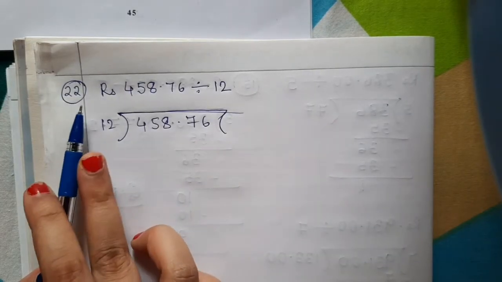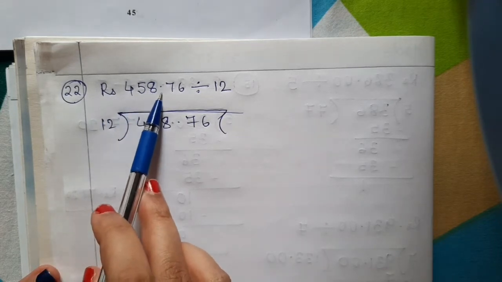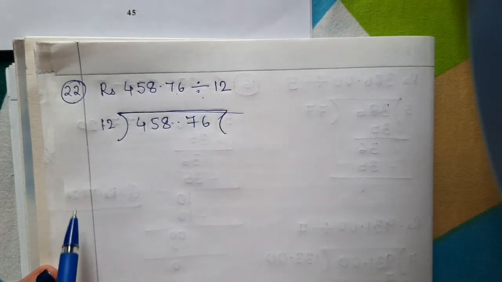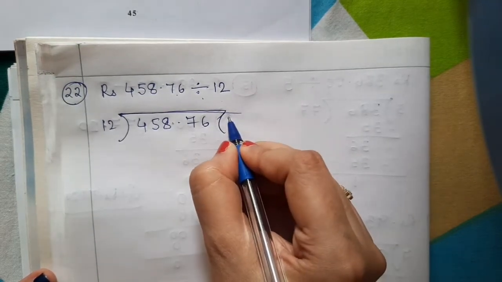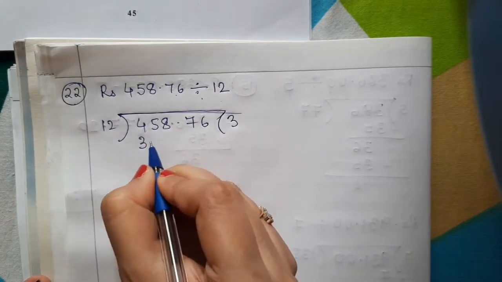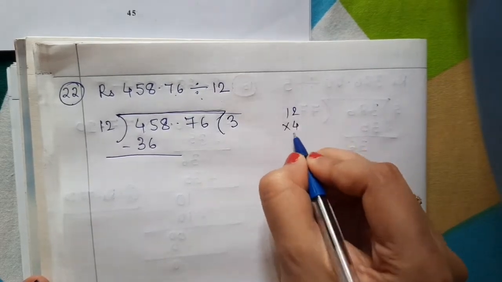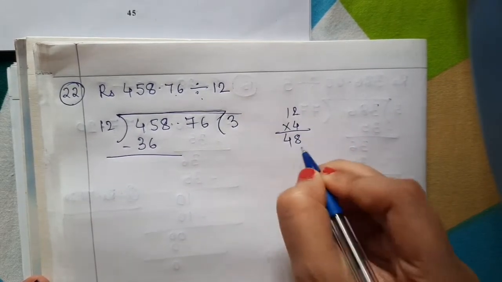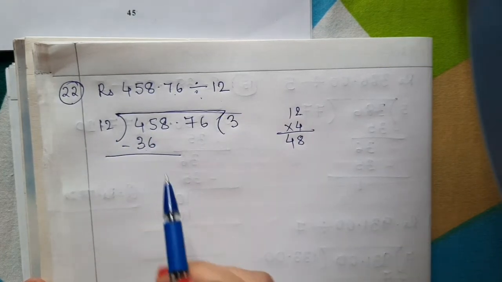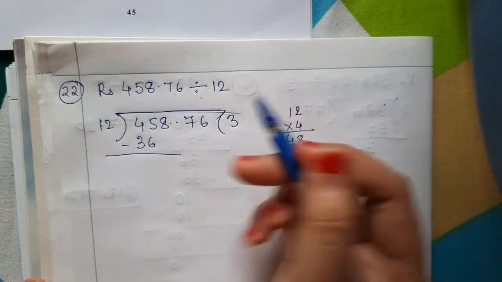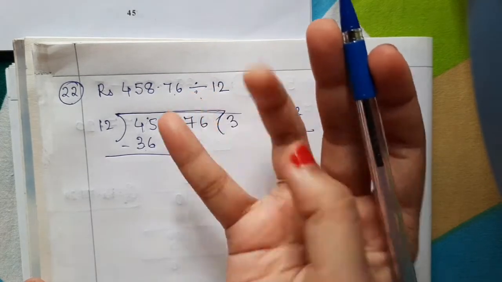So our next question is question number 22. Question number 22 is rupees 458.76 divided by 12. Now let's solve. Now this is 45. So I can write that 12 3s are 36 minus. I can't take 12 4s because 12 4s is how much? 4 2s are 8, 4 1s are 4. 48 is greater than 45. I cannot do this subtraction, so I have to take 12 3s are 36. Now minus 6. This will become 15.